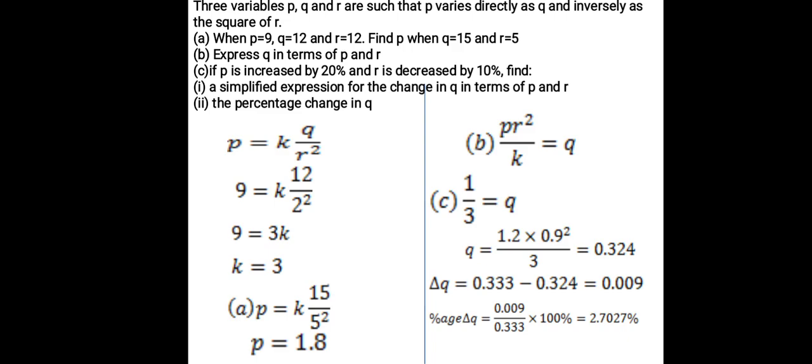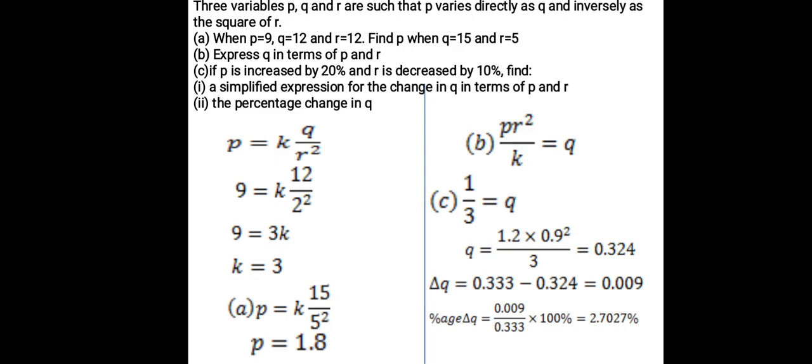Three variables P, Q, and R are such that P varies directly as Q and inversely as the square of R. When P is equal to 9, Q is equal to 12, and R is equal to 12. A. Find P when Q is equal to 15 and R is equal to 5. B. Express Q in terms of P and R. C. If P is increased by 20% and R is decreased by 10%, find 1. A simplified expression for the change in Q in terms of P and R. 2. The percentage change in Q.